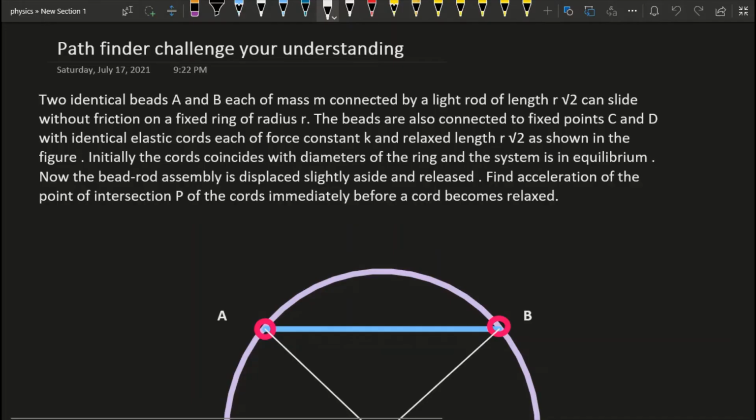The new problem from Pathfinder, challenge your understanding. And here we are going to see this problem. All of you please read this problem carefully. So let us read this problem once.